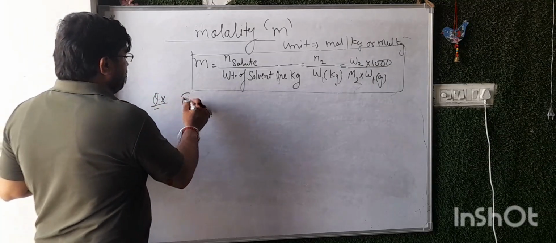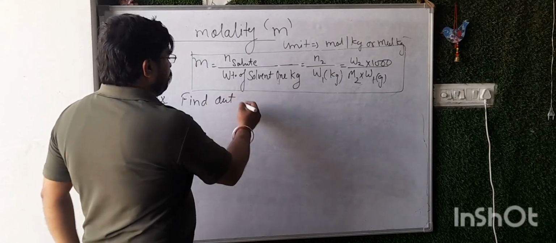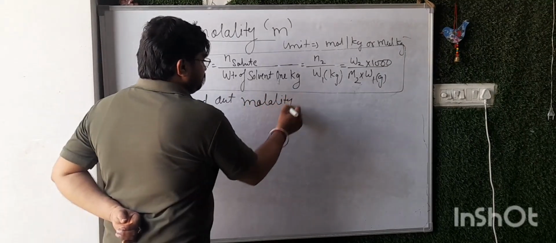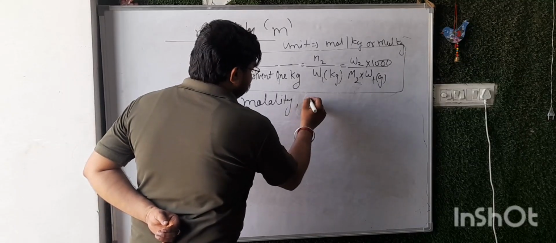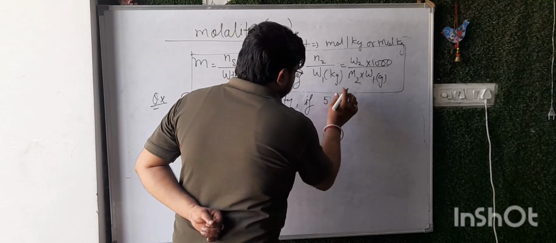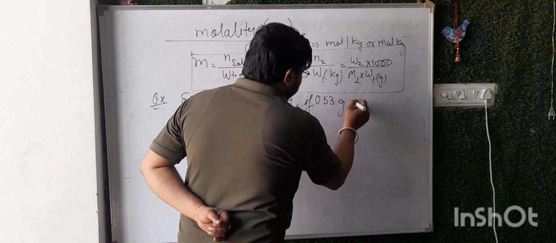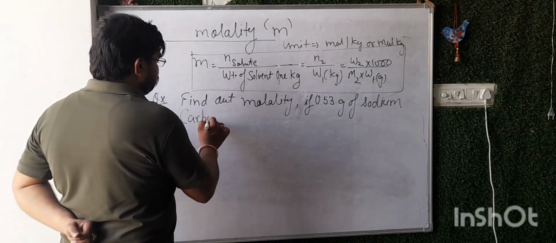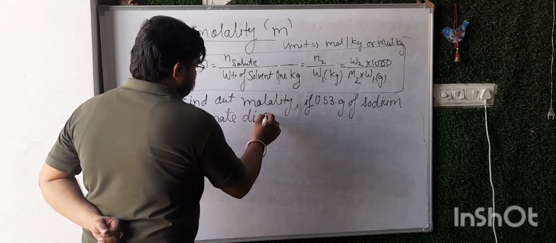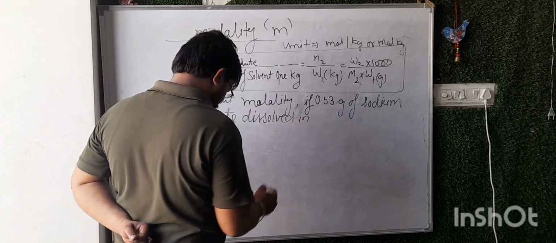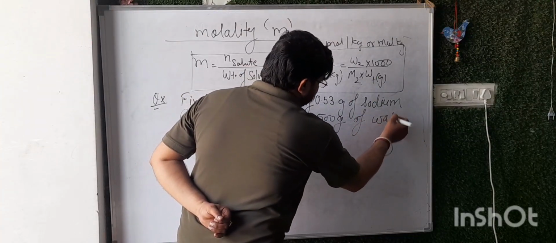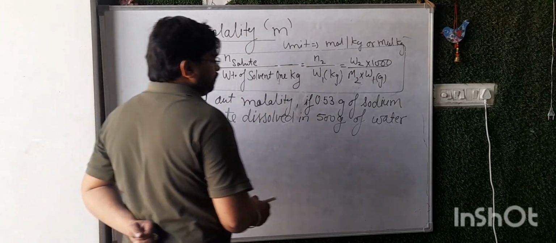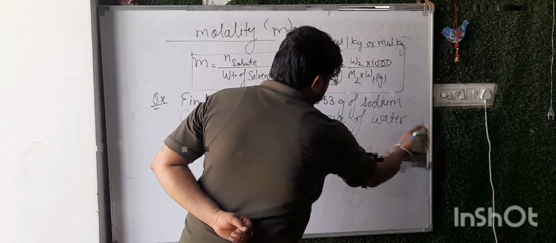Find out the molality if 0.53 gram of sodium carbonate is dissolved in 500 gram of water. 500 gram of water. Okay, this is a very simple question.